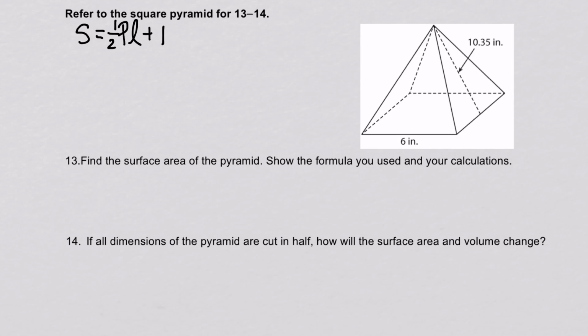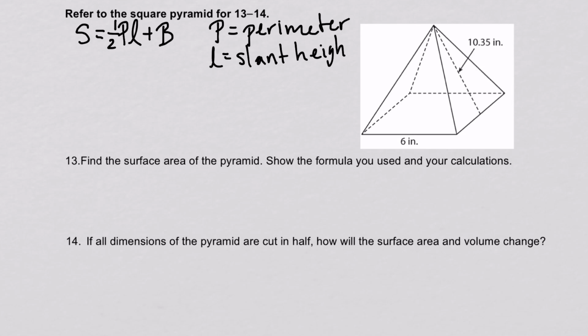1/2 PL plus B, where P represents the perimeter of the base, L represents the slant height of the pyramid, and capital B represents the base area, right? The area of the base. So using those three, which I'm going to figure out right now, I can just plug them into the formula and solve. Let's start with the perimeter. Let's do it all up here.